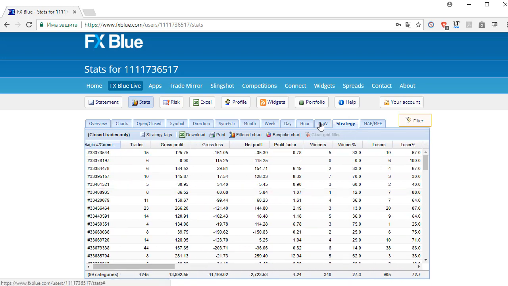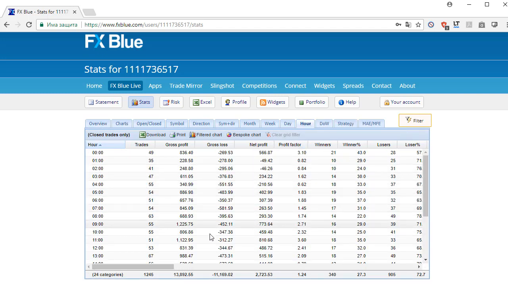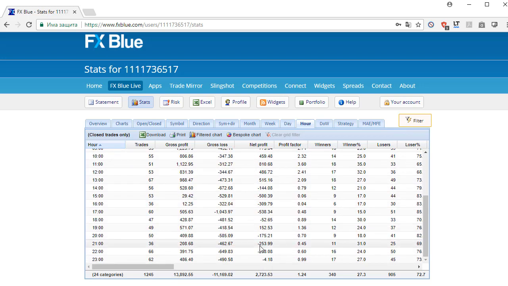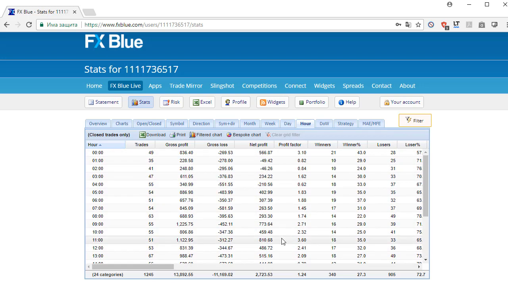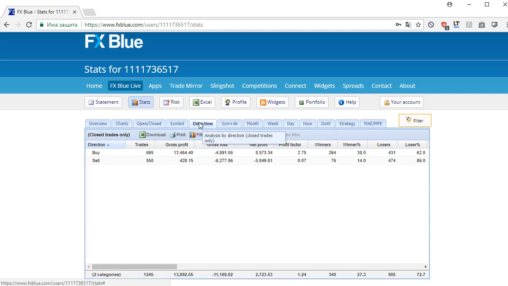And this is only the strategy. There are many other tabs, like the trading hours, so you can see during which hours you are making most profits, on which hours you're losing, and so on. Days, weeks, direction, up and down. I can bet you, guys, that when it's going up, it's making profit, and when it's going down, it's making loss. Simply, this is the Bitcoin at the moment.